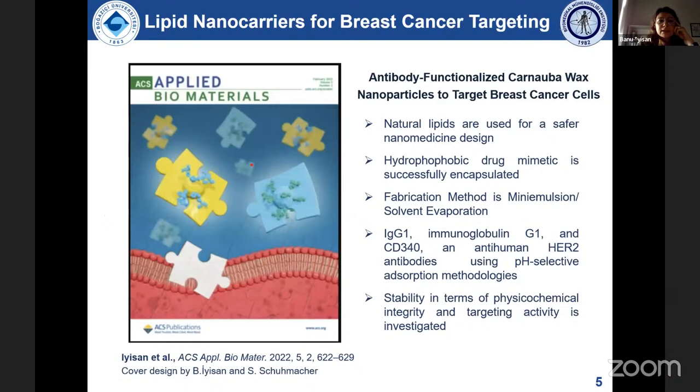This was a work which was published in 2022. Here what we have done was we produced some wax-based nanoparticles and modified the surface of the particles with antibodies which are specific to breast cancer. In this work, we also encapsulated some hydrophobic drug mimetic. Since these particles were made of lipids, our aim was also to host some very hydrophobic drugs, so we thought they could be a good host for this purpose. Then we used some HER2 antibodies and also some immunoglobulins as a control antibody and covered these nanoparticles to make them specific for just the breast cancer area.